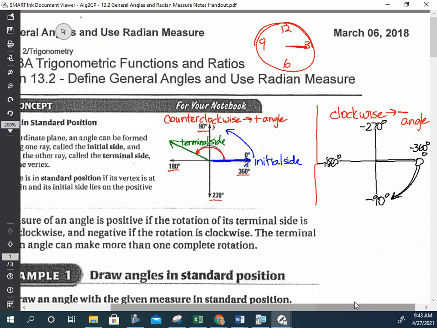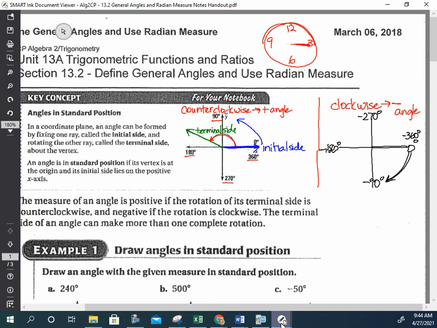Yes, technically that's wrong. Negative 50 degrees means you go that way. So you're stuck. You always start from the positive x-axis. So again, those of you at home, if you have questions, please make sure you ask.